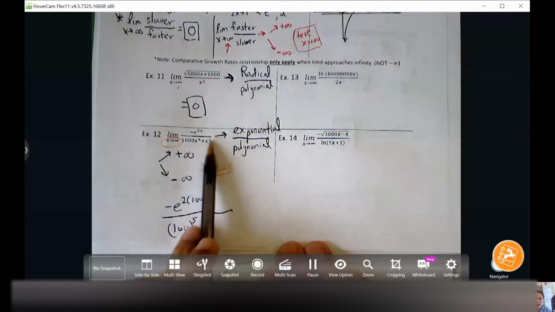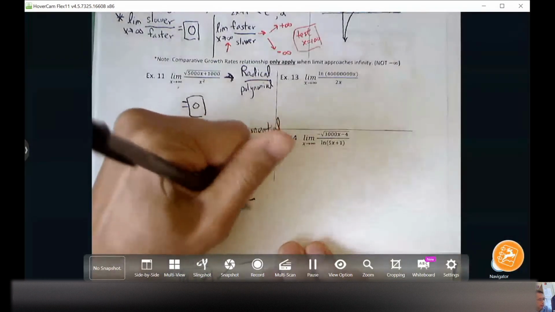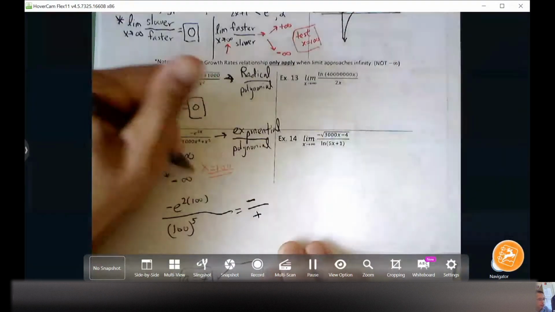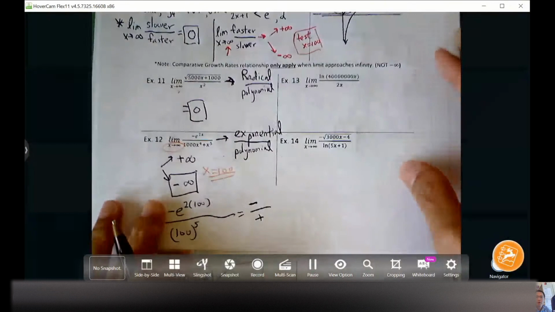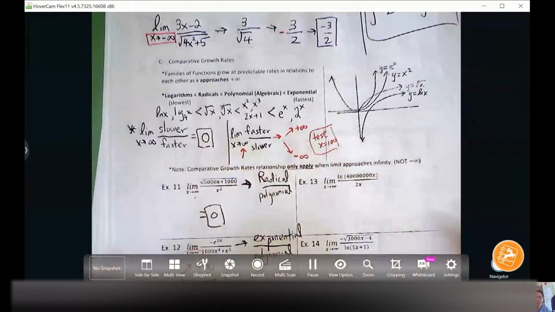I just want to pick the highest exponent here. So here I get a negative. Denominator, I get a positive. Negative over positive is negative. So when you're doing growth rates, there's only two options. It's either 0 or plus or minus infinity.